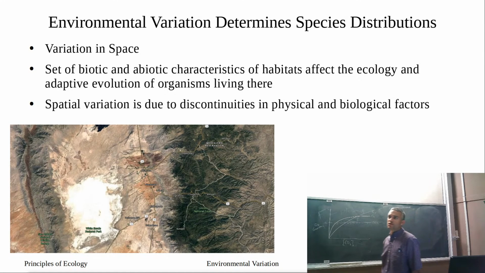This is environmental variation. That variation, that set of biotic and abiotic characteristics in the habitats, is going to affect the ecology and the evolution of the organisms living there. It's going to influence the adaptations. The adaptations that evolve are going to change the interactions. That's going to produce different selection pressures on the rest of the organisms there, and so forth. It's a big cycle. So what produces this variation? Why do we get it? And the variation that we're going to focus on are the abiotic factors.